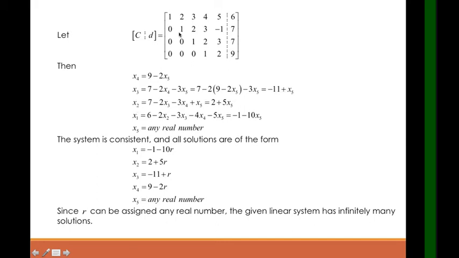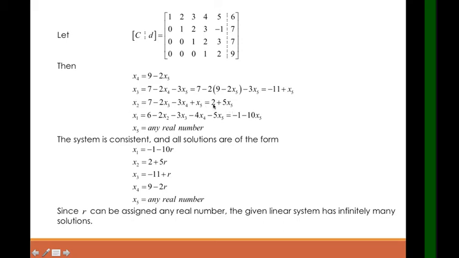X sub 2 dito sa taas. So same. 7 minus 2 x sub 3 minus 3 x sub 4 plus x sub 5 equals. What is the value of x sub 3? That is negative 11 plus x sub 5. What's the value of x sub 4? That is 9 minus 2 x sub 5. So, i-add mo lang lahat, i-operation mo lang, makukuha mo 2 plus 5 x sub 5. I hope you know how to do that, right? It's a basic multiplication of monomials and polynomials. Okay, madali lang yan.